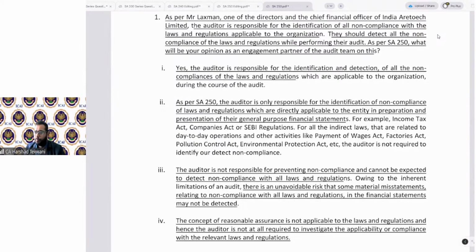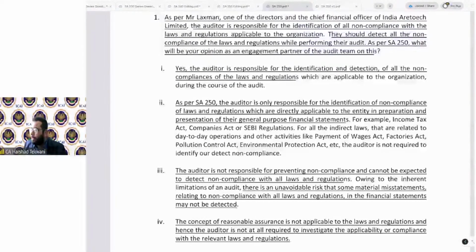Come on, guys. Okay, so let us see the answer now. See, when we are discussing non-compliance, what is the objective of SA 250? Is the objective of SA 250 to identify all the non-compliances? So we need to understand what is the objective of SA 250 that we are referring to over here.